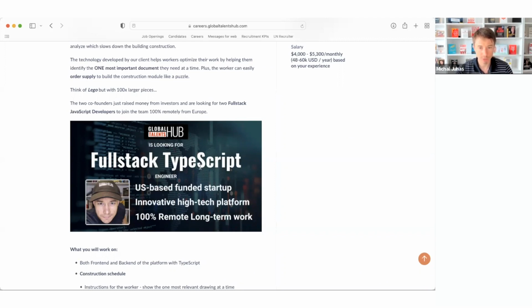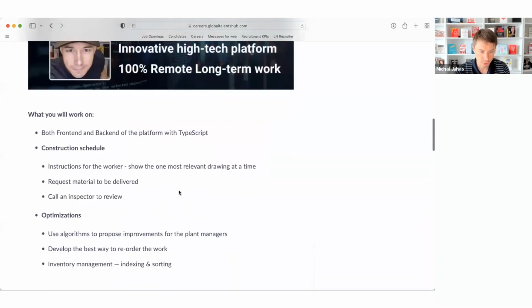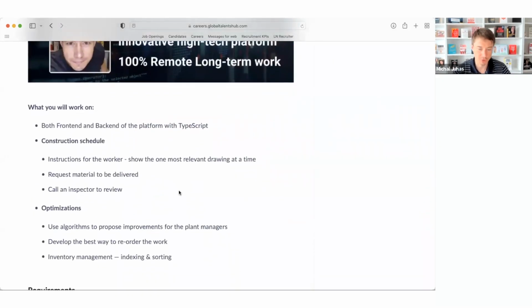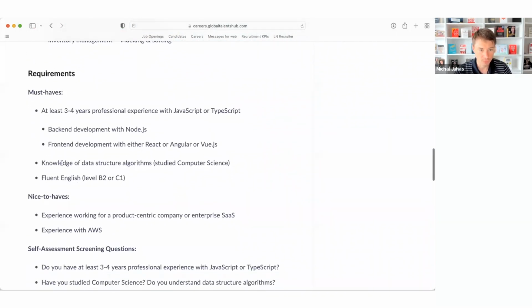However, what is interesting about this specific opening is that they are not looking just for a Fullstack JavaScript or TypeScript engineer, but specifically someone who has knowledge of data structure algorithms. And that's quite interesting. So I thought it could be a good opportunity to dive deeper and see what data structure algorithms actually mean, and how to target such professionals.